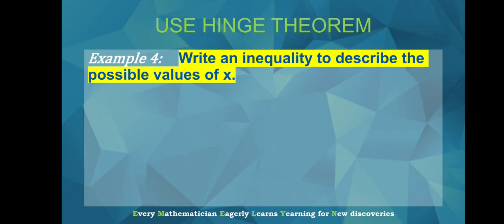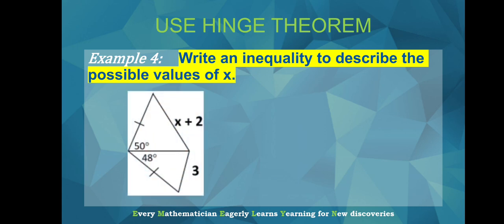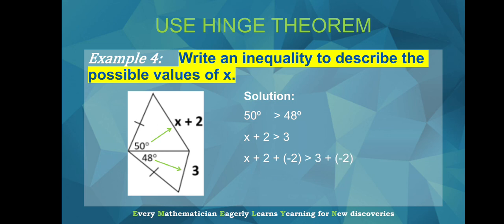Example 4. Write an inequality to describe the possible values of x. Solution. In the figure, the length of the side opposite 50 degrees is x plus 2, while the length of the side opposite 48 degrees is 3. So, if 50 degrees is greater than 48 degrees, using Hinge theorem, x plus 2 is greater than 3. By addition property of inequality, add both sides by -2. We have x plus 2 plus -2 is greater than 3 plus -2. Simplify. x is greater than 1.